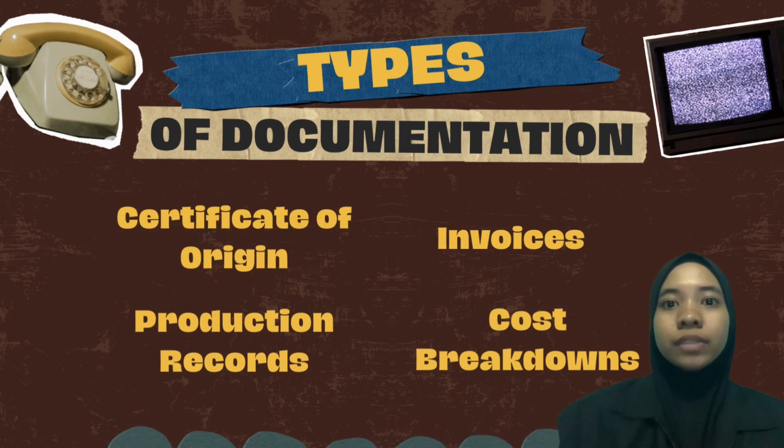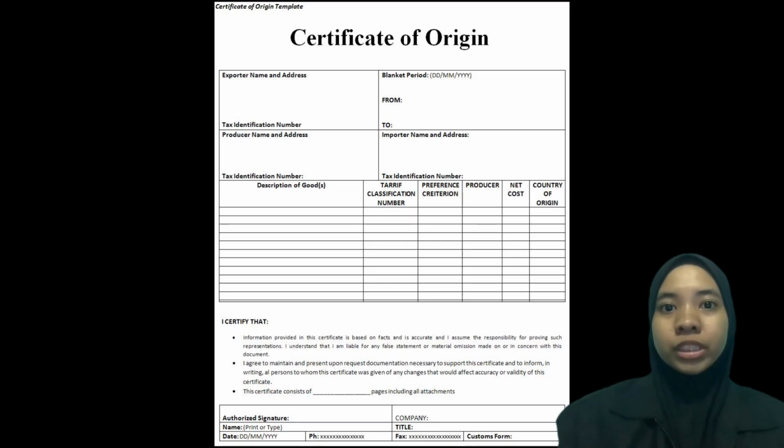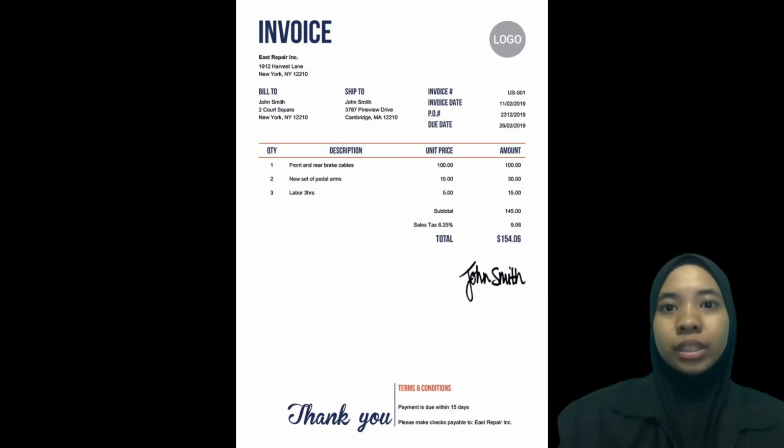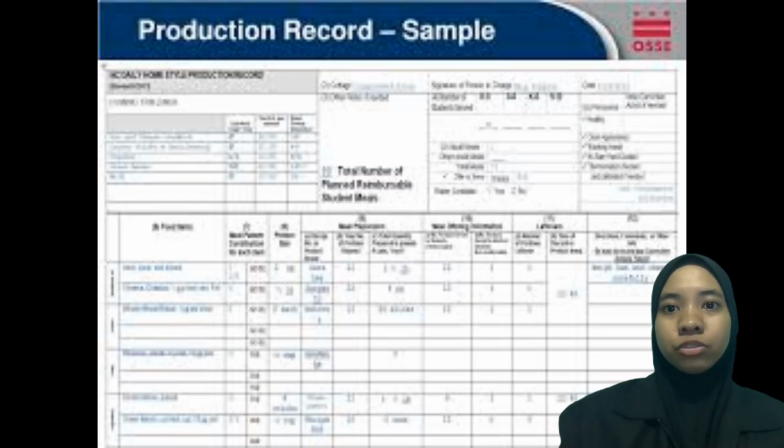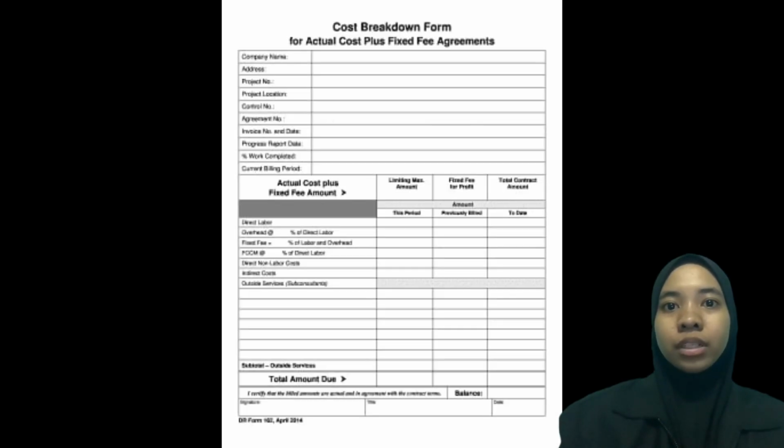The first one is the Certificate of Origin. This official document certifies that the product meets the ROO criteria. The second one is the Invoice. Detailed invoices for components and assembly processes. The third one is Production Records. Documentation of the manufacturing steps and value added in China. And the last one is Cost Breakdowns. Detailed cost analysis showing the value added in China during the manufacturing process.